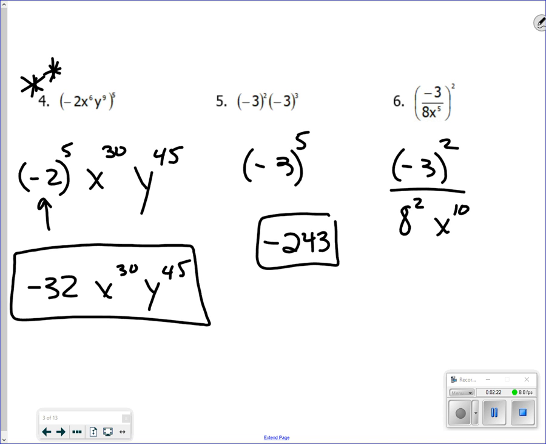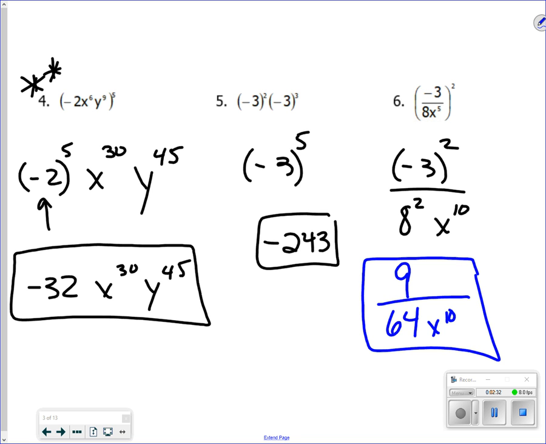Next one, everything in the parentheses should be raised to the 2nd in this case. And again, all numbers should be evaluated. So negative 3 to the 2nd power is a positive 9, 64, and then x to the 10th. So everything in the parentheses raised to the 2nd power, including the negative sign. Anytime you have a negative raised to a power, put it in parentheses.